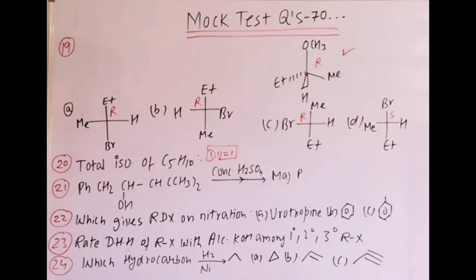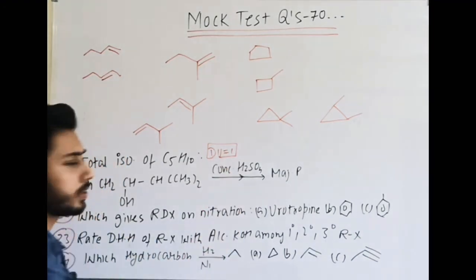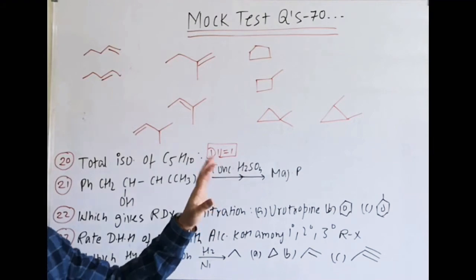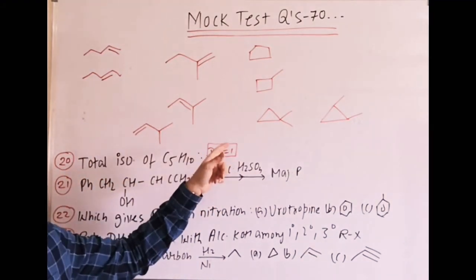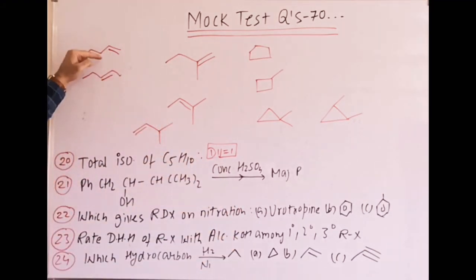Okay. The next question: total number of isomers of C5H10. DU is 1. Degree of unsaturation is 1 for C5H10. Where have we covered DU? At the end of IUPAC part 2. So here 1 means either a double bond or one ring structure. That's why we can directly jump to the double bond structures possible.